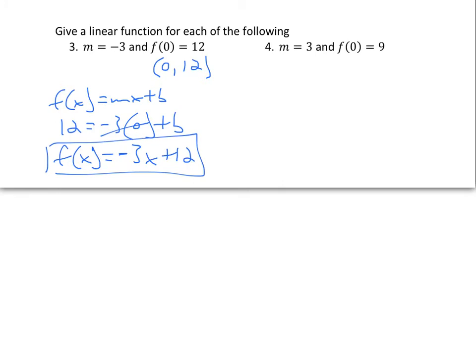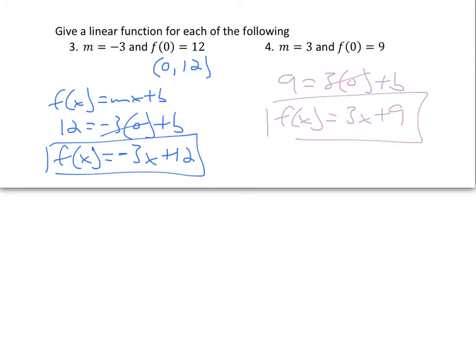Good stuff. In 4, we've got 9, right, is our y, equals 3 times 0 plus b. Okay, really easy again. These cancel each other out. B is 9, so f of x equals 3x plus 9. Very simple. Let's go to some more.